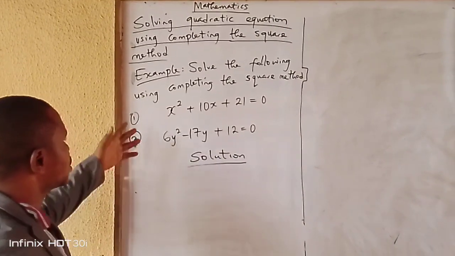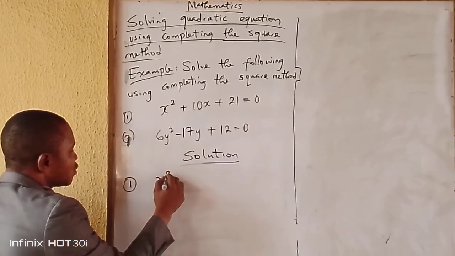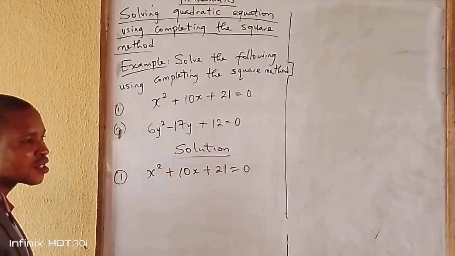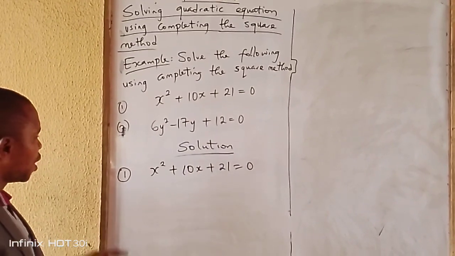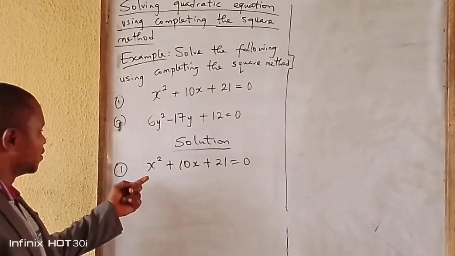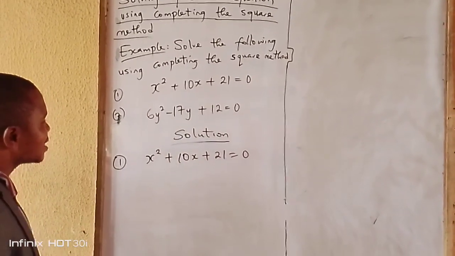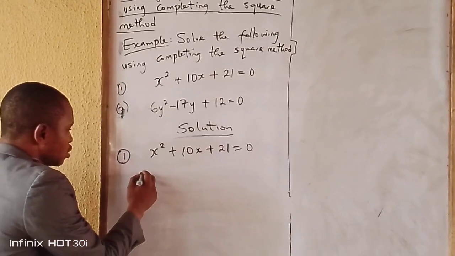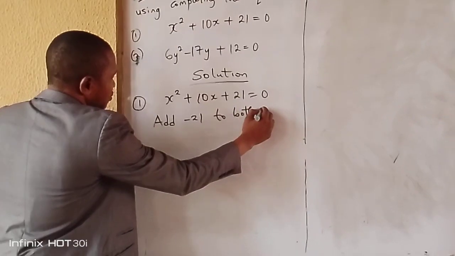So let's solve these two questions using completing the square method. Number one, we have s squared plus 10s plus 21 is equal to 0. The first step to take is to divide by the coefficient of s squared. But the coefficient of s squared here is 1, so we don't need to divide by 1, because even if we divide by 1, we are still going to have the same value. Then the next step is to take the constant value to the other side of the equation. So we are going to add minus 21 to both sides.